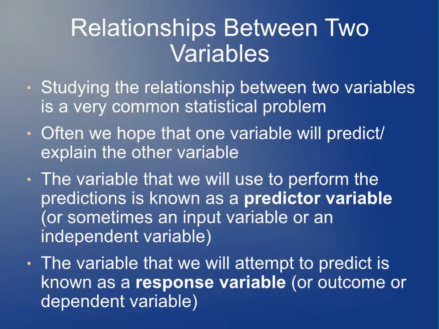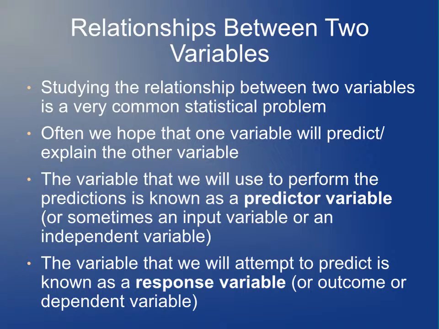But just to give some context for correlation, one of the most common problems in statistics is you want to consider the relationship between two variables. And oftentimes we hope that one variable will predict or explain the other variable. If we give a placebo and an active drug to two groups and hope that the active drug results in greater pain relief than the placebo, then the type of drug that people get would be what's known as a predictor variable, and pain relief would be known as a response variable.